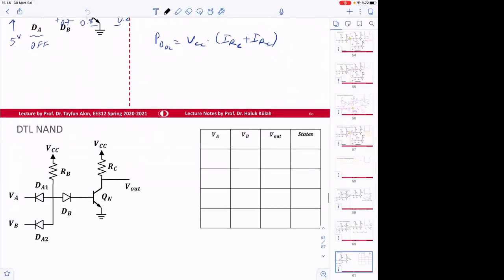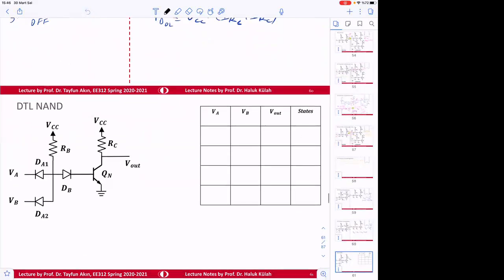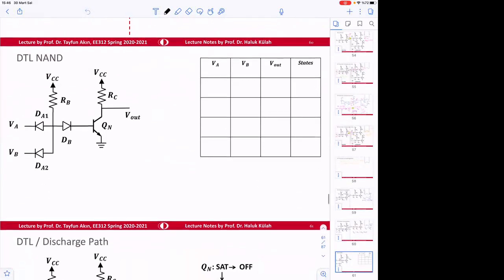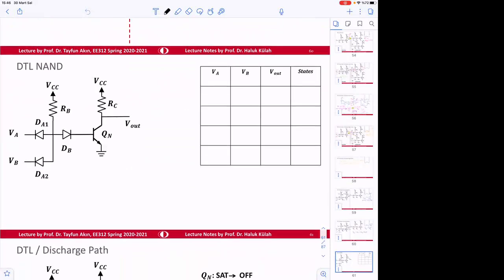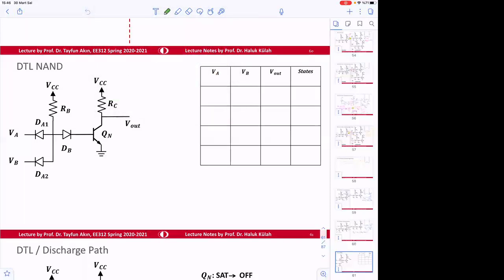Now we will look at how to implement other types of gates, like how can we make a NAND gate here. This is a very simple addition of another diode that will allow us to make a NAND gate. Here is the implementation. So just by adding this block here, we obtain a NAND gate.